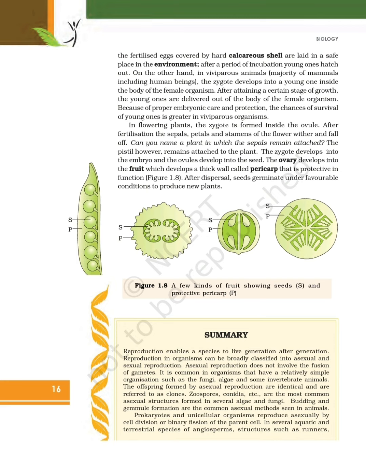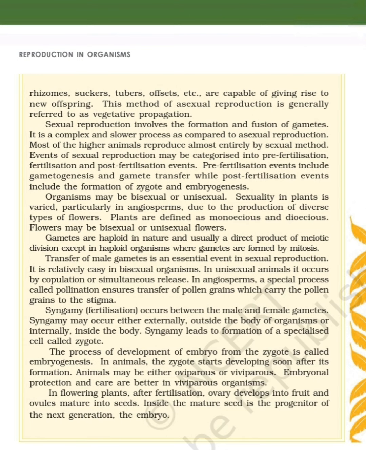Zoospores, conidia, etc. are the most common asexual structures formed in several algae and fungi. Budding and gemmule formation are the common asexual methods seen in the lower animals. Prokaryotes and unicellular organisms reproduce asexually by cell division or binary fission of the parent cell. In several aquatic and terrestrial species of angiosperms, structures such as runners, rhizomes, suckers, tubers, offsets, etc., are capable of giving rise to new offspring. This method of asexual reproduction is generally referred to as vegetative propagation.